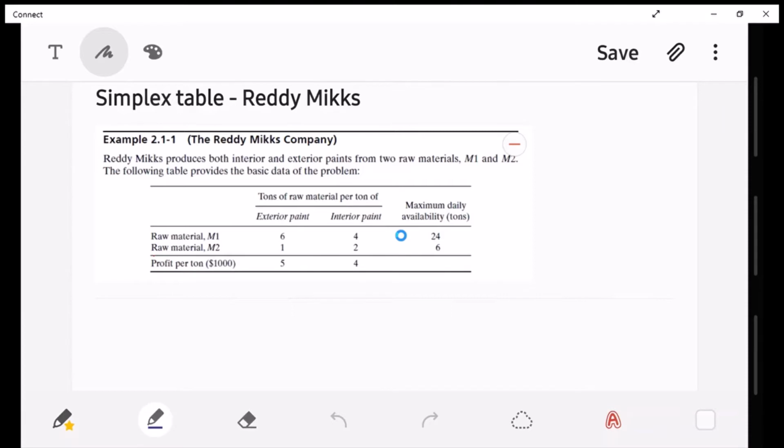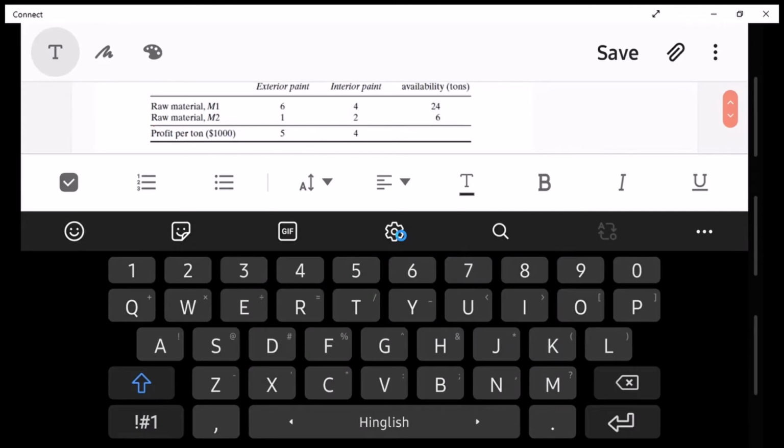In this video, we shall see the simplex table method of solving the ready mix problem. As discussed earlier, the ready mix problem is given. Ready mix produces both interior and exterior paints from two raw materials M1 and M2, and the following table gives us the distribution.